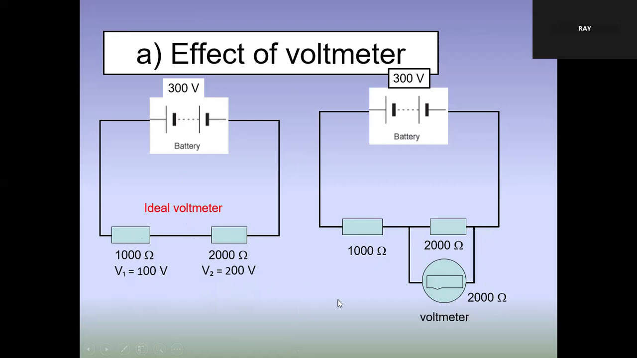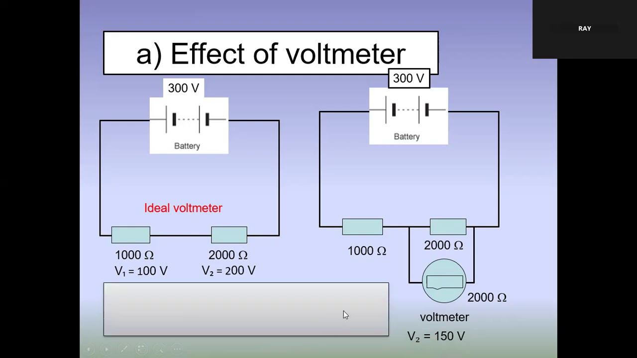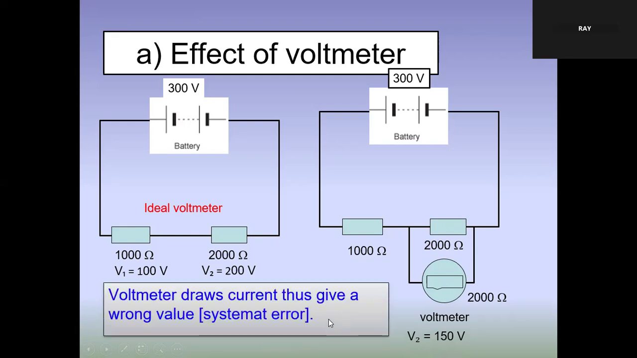The one on the left, the analog one, is about 2000 ohm. So we can see what is going to happen. This 2000 becomes 1000, no? So this is 150. What is happening? An ideal voltmeter measures the correct voltage.